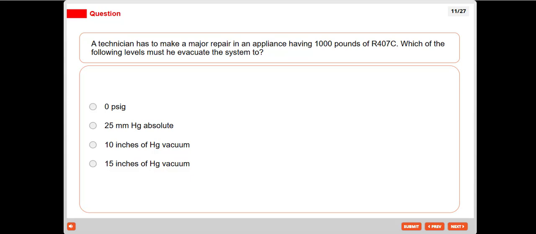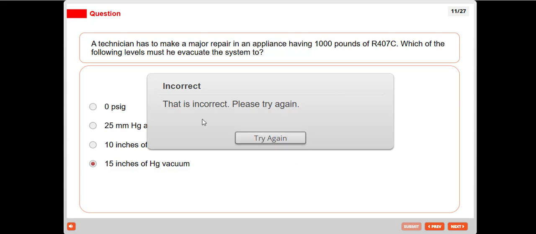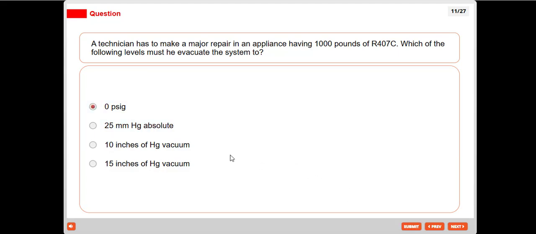A technician has to make a major repair on an appliance having 1000 pounds of R407C. Which of the following levels must he evacuate the system to? 0 PSIG, 25 millimeters HG absolute, 10 inches of HG vacuum, 15 inches of HG vacuum. Which level must he evacuate to? I think this is 15. No? Okay, so 25.